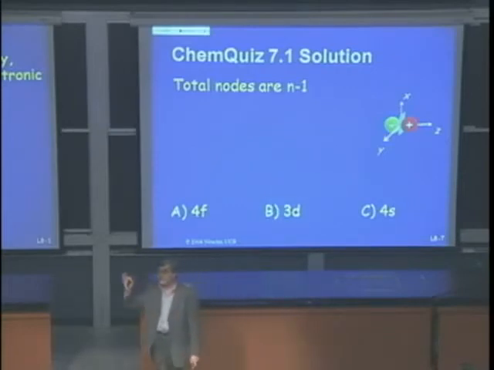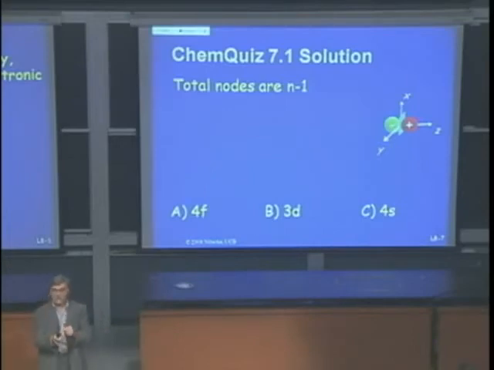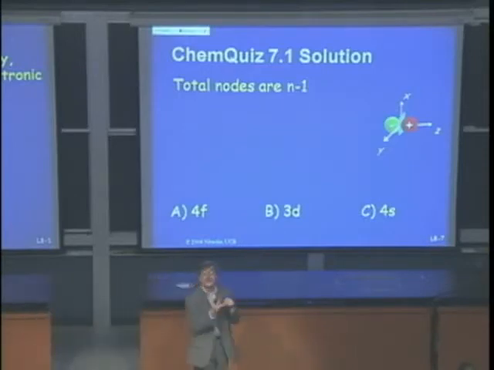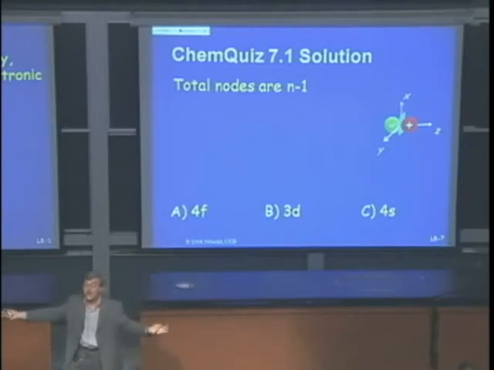3D, let's do this again. Total number of nodes? 2. 0 is S, 1 is P, 2 is D. So you have 2, how many angular nodes do you have? 2. How many total nodes? 2. Good, you got it. 2 total nodes, no radial nodes, okay? All right.